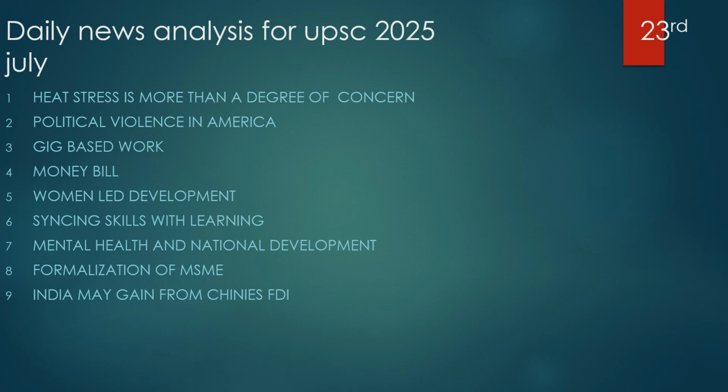So let's see what are the articles which we have to study. The first article is "Heat stress is more than a degree of concern", on the impact of heat stress on the economy. We will discuss it with respect to our economy. Then the second article, political violence in America. We had seen the attack on Trump. It will add to it. We had already discussed this article in detail in our previous classes also. If you want to check that, I don't remember the date when we discussed it, but it would be there.